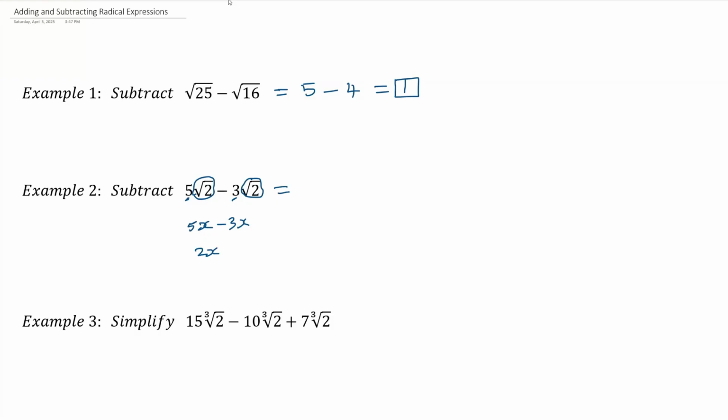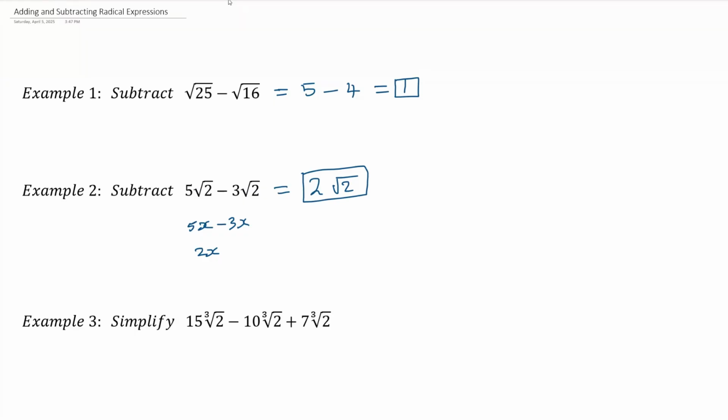I'm just subtracting the 3 from the 5 to get 2 square root of 2. So I'm doing nothing with the square root of 2. I just need them to be the same. So the answer is 2 square root of 2. So only if these are the exact same, meaning that what's under the square root, the radicand, is the same as the radical. In this case, it's a 2. But you could change to 3 or 4 or 5, but they have to be exactly the same in order for you to add or subtract.